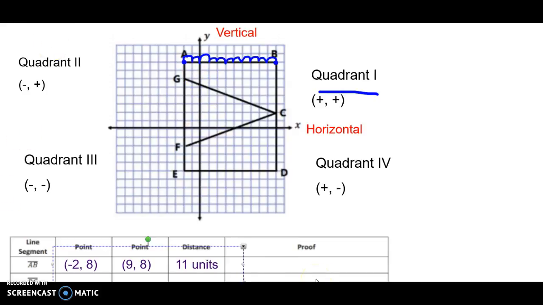So absolute value is just how far a number is away from 0. Under the proof section, you're just proving your point of the distance. So you're saying, I know it's 11 units, but you're explaining why you know that. You're proving why it's 11 units. So if I have my absolute value, I'm going to use the number, we have -2 for our x.